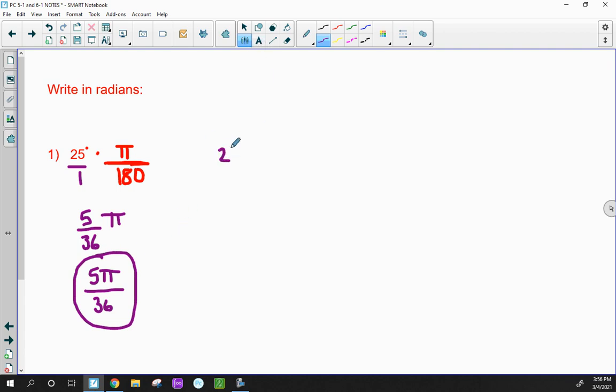Okay, we'll try one more of those. If I give you, let's say, 215 degrees, in order to change to radians, again, you multiply by pi over 180. You're going to use your calculator and divide 215 by 180. You're going to convert it back to a fraction, which is 43 over 36. That's the best answer. And then don't forget, your pi has to stay in your answer.